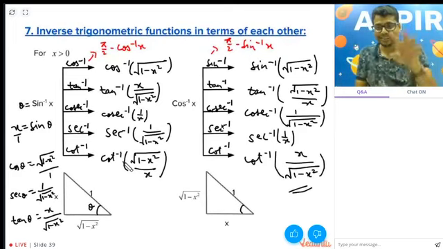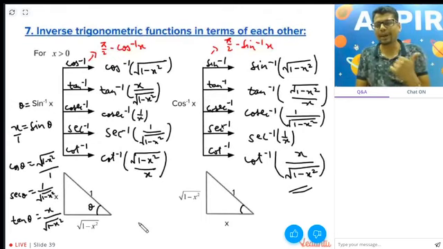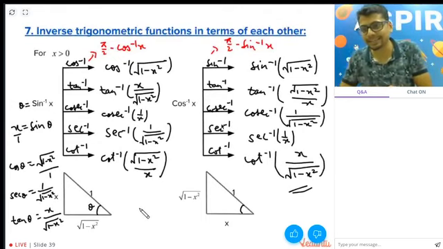So yes, I have written everything. I have not left it as a homework or something. So I think it is quite clear. It should be quite clear. So tan is sin inverse.